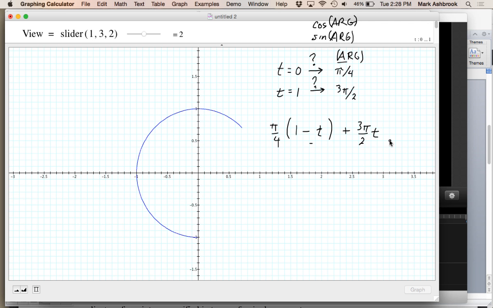So now finish it. Keeping t from 0 to 1, graph this set of points.